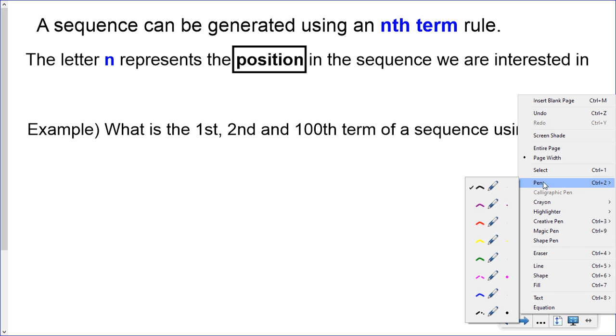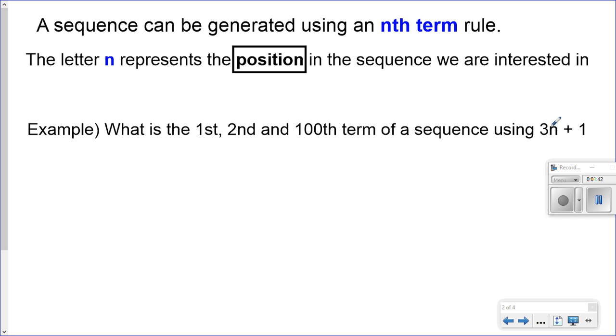Okay, so just get my pen. So this bit of algebra here, this 3n plus 1, this is what we call our nth term rule. It's a little rule involving the letter n. And all we need to try and remember is that this letter n here represents the word position. Okay, so n is our position number in our sequence. So for this question, what is the first, second, and 100th term of our sequence? We've got 3 things to work out.